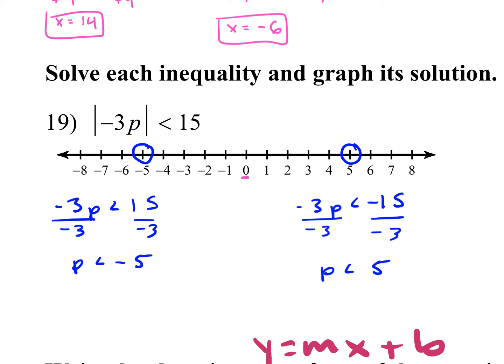0. So let's plug in 0 and test it. So what's negative 3 times 0? 0. Is 0 less than 15? Yep. So in between works. So I would shade in between these two numbers.